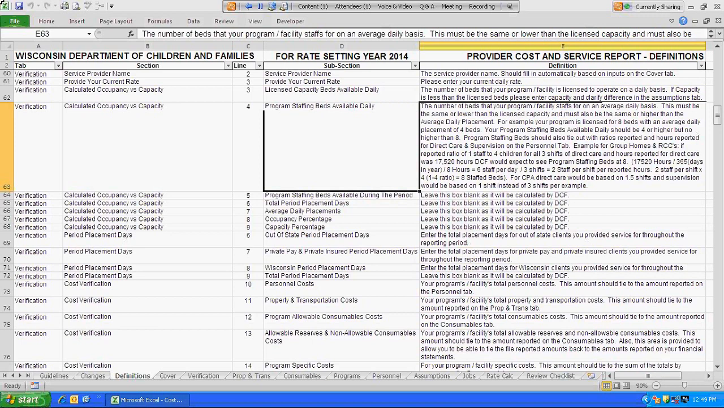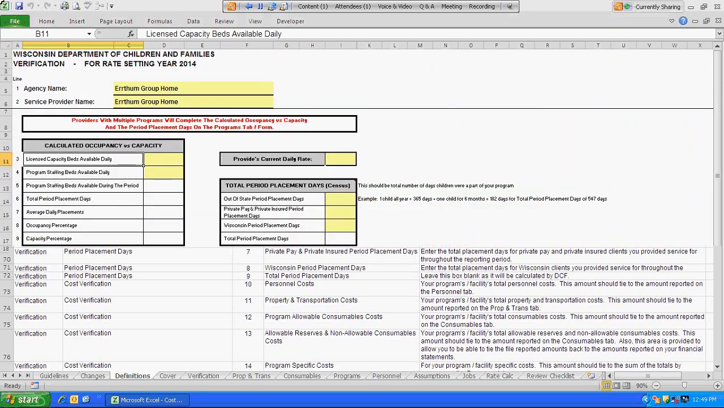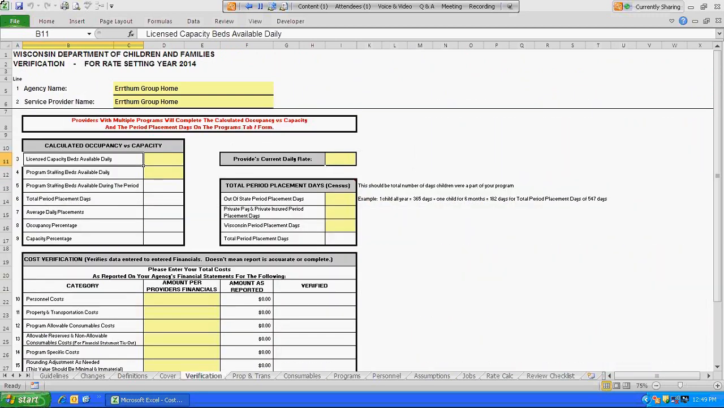So we'll go back to the verification tab. For example here, I'm going to say that I run a group home. I'm licensed for 8 and I have the capacity of 8. I staff on a regular basis for having all 8 beds full, as far as the number of staff that I have. The next thing is to provide your current daily rate, which is what your current rate is. I'm going to just put in 170 here.